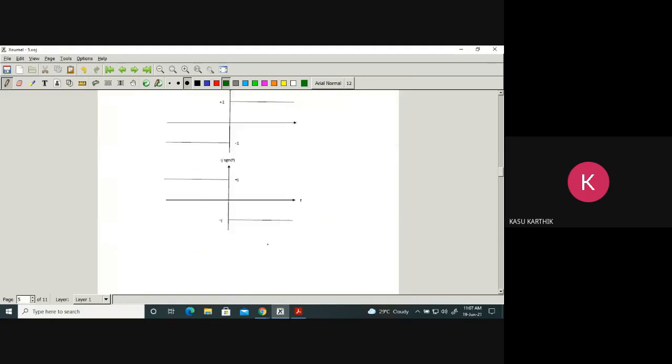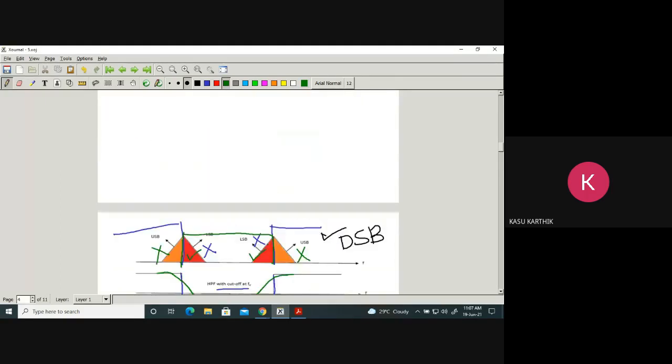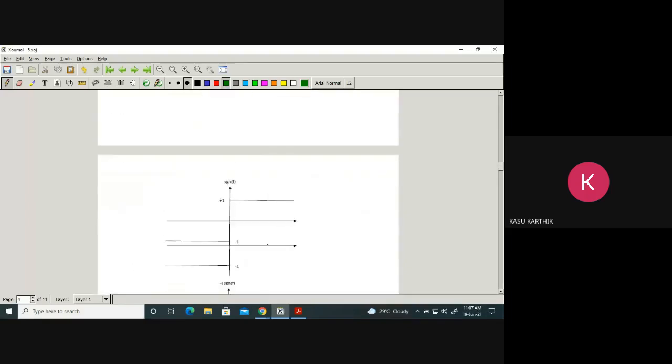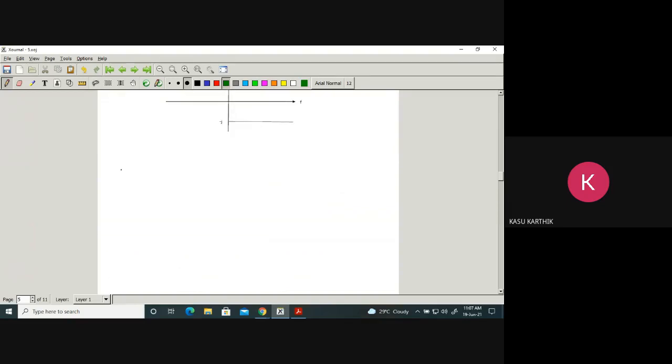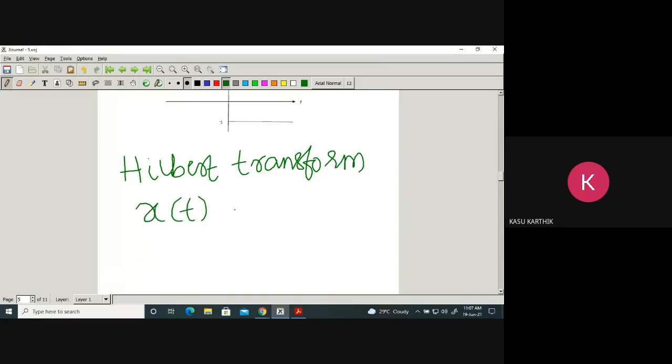Next, we'll discuss something very important, called the Hilbert transform. If x of t is the signal, its Hilbert transform we call x hat of t, or sometimes you can also denote it with x h of t. This is the notation.